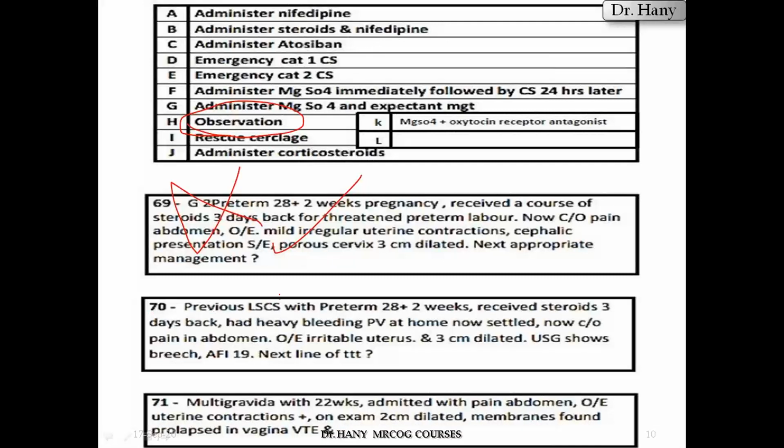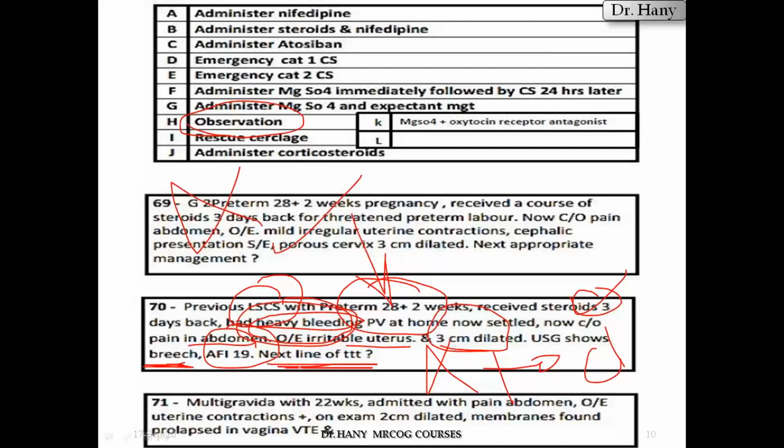A previous cesarean section with preterm labor at 28 weeks. So she is a candidate for all. She received steroid, say the steroid is finished, it's only 1 day. And now she is having bleeding. So no tocolysis, stop tocolysis. Bleeding per vaginal at home, now settled. Now she complains of pain, retroplacental tenderness, 3 centimeters dilated, and ultrasound shows a breech. What will be the next line of treatment?